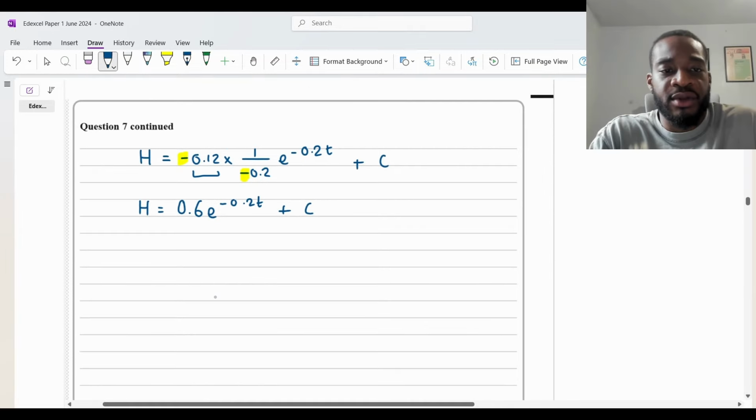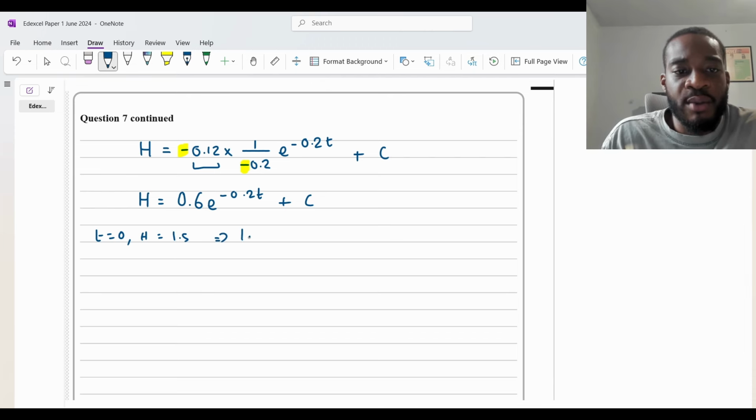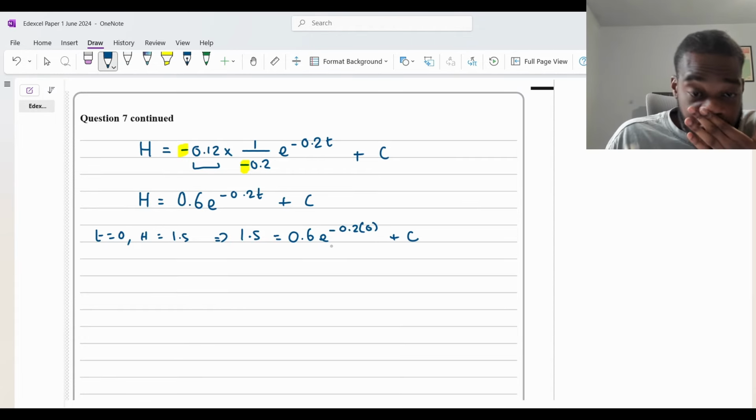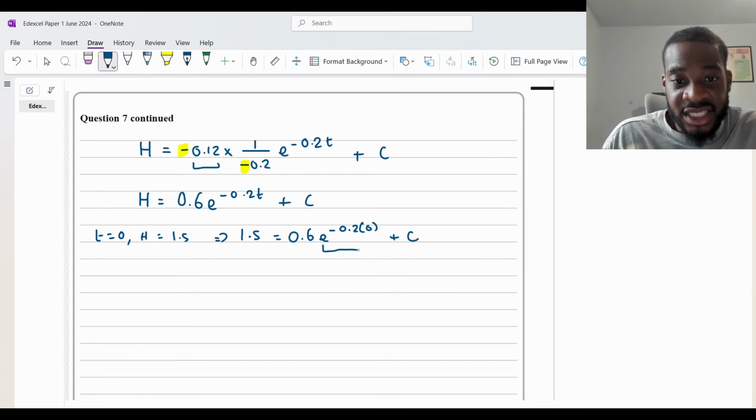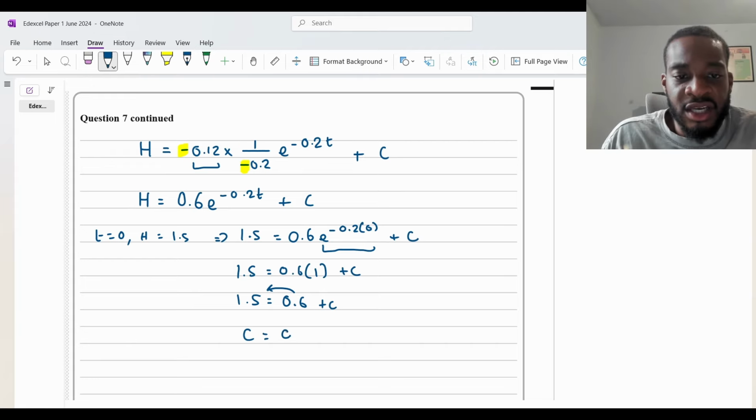So doing that, I'm going to put this here. When t is equal to 0, h is equal to 1.5. So I'm going to plug those in. It's going to be 1.5 is going to equal 0.6 e to the minus 0.2 and then times by 0 plus c. So we are here now. What are we going to do? E to the 0, because that's going to be 0, that's going to be 1, isn't it? So it's going to be 1.5 is equal to 0.6 times by 1 plus c. So 1.5 is going to equal 0.6 plus c. So therefore, move that over. 1.5 take away 0.6 is 0.9. So therefore, c equals 0.9.